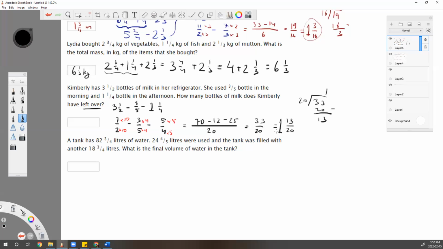You need bottle. Okay, 1, 13 over 20 bottles. Bottles or bottle, I don't know. But okay, anyhow, we have the number.